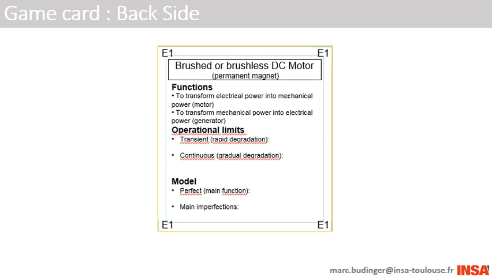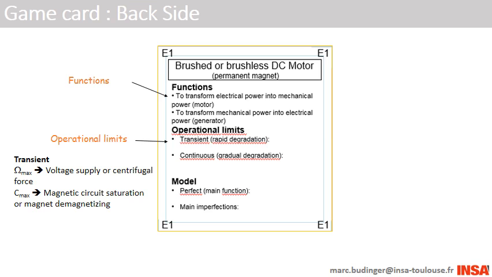Here's an example of a card's backside. We can find on it the functions undertaken by the component. Generally, the component is chosen for one or several functions. During the analysis step, the functions help answer the question, why are we using these components? Then, the operational limits: transient, fast degradation, or continuous, gradual degradation.